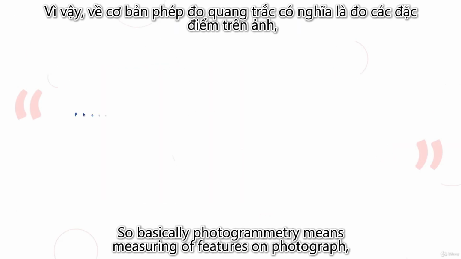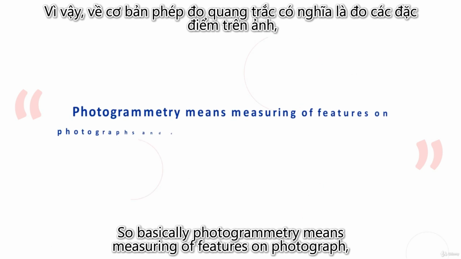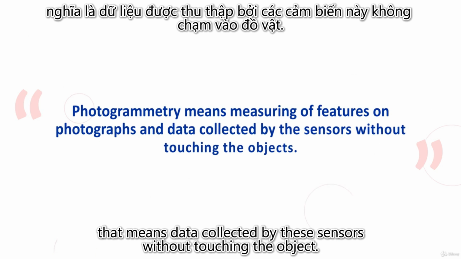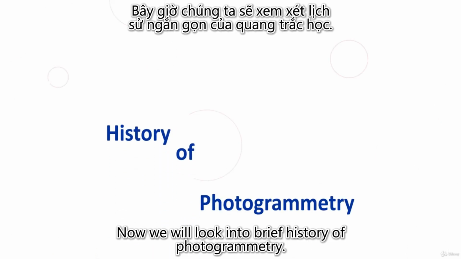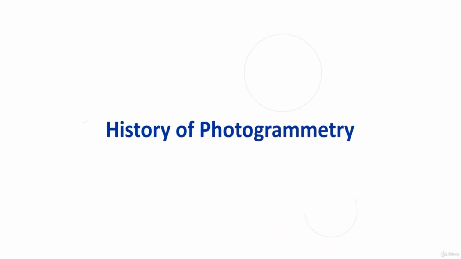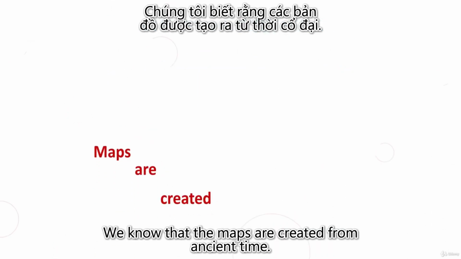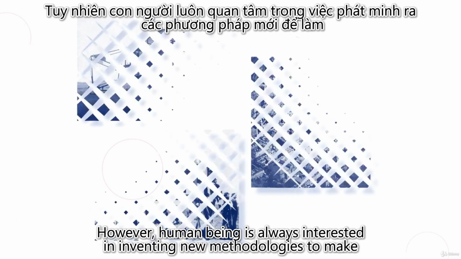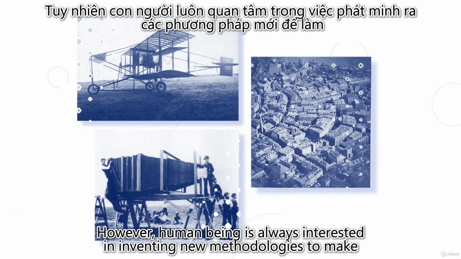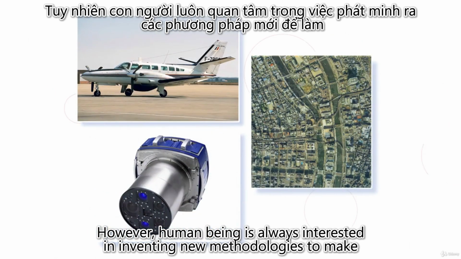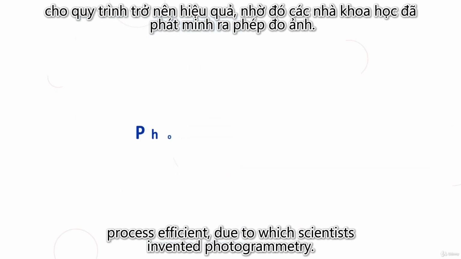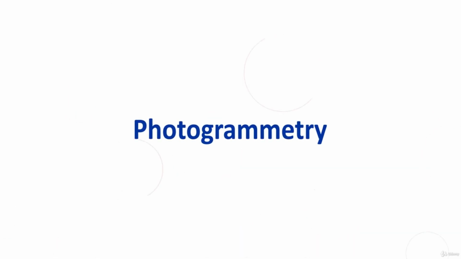So basically, photogrammetry means measuring features on a photograph. That means data collected by these sensors without touching the object. Now we will look into a brief history of photogrammetry. We know that maps have been created since ancient times. However, human beings are always interested in inventing new methodologies to make the process efficient, due to which scientists invented photogrammetry.